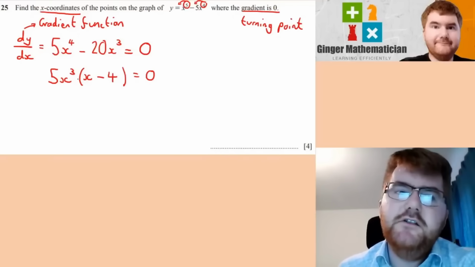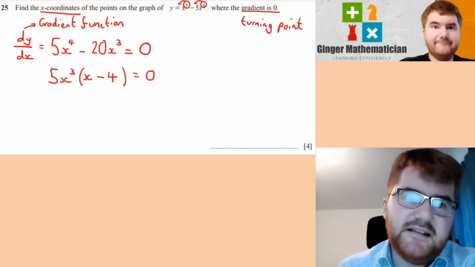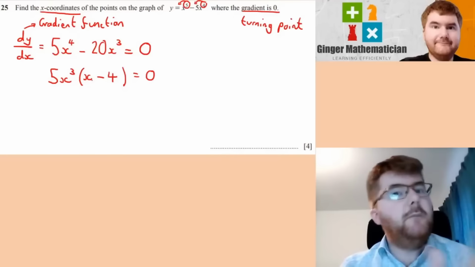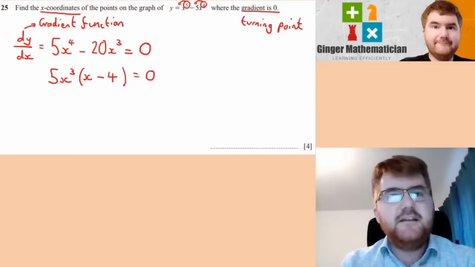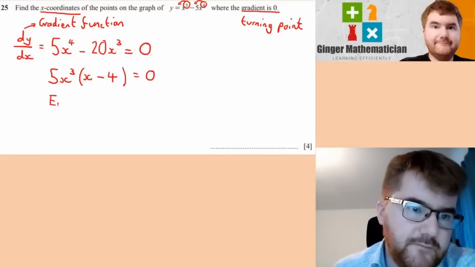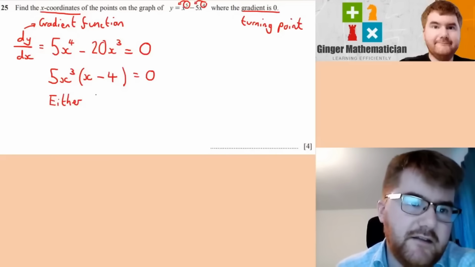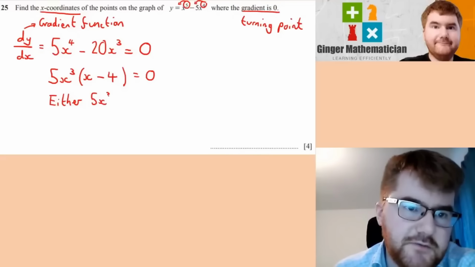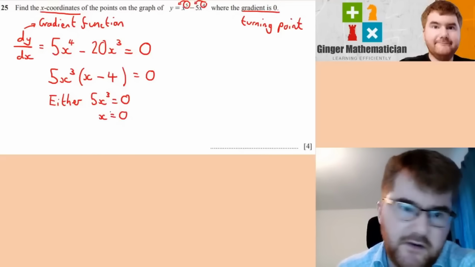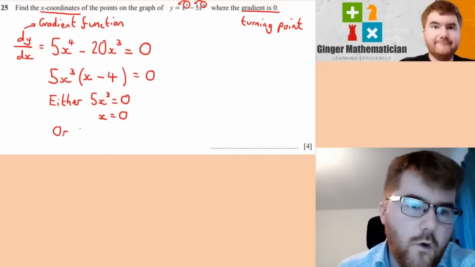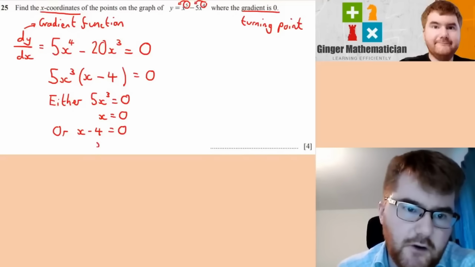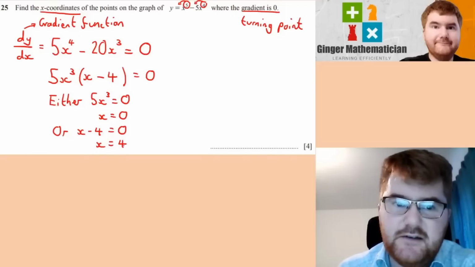And now we use the null law. So either this has to be equal to 0 or this has to be equal to 0, because if you have two things that multiply to give you 0, then one has to be 0. So either, this is the way I like to write it, either 5x cubed is equal to 0, which means that x then has to be 0. It's the only thing that works. Or x minus 4 is equal to 0, and therefore we solve the equation, x is equal to 4.